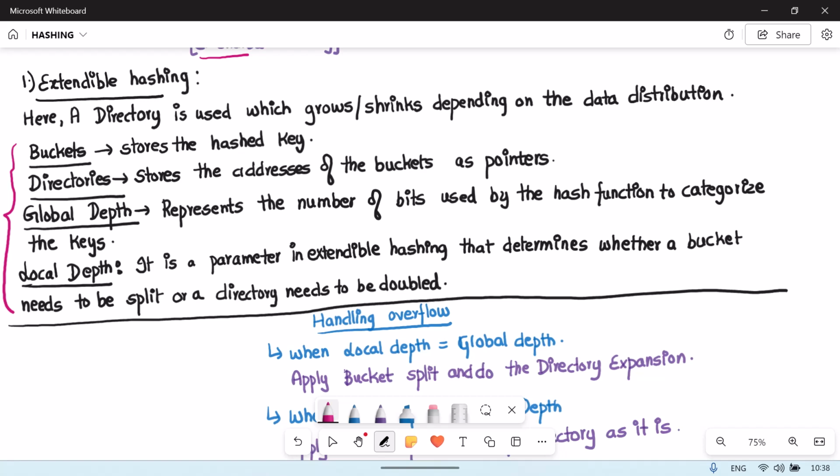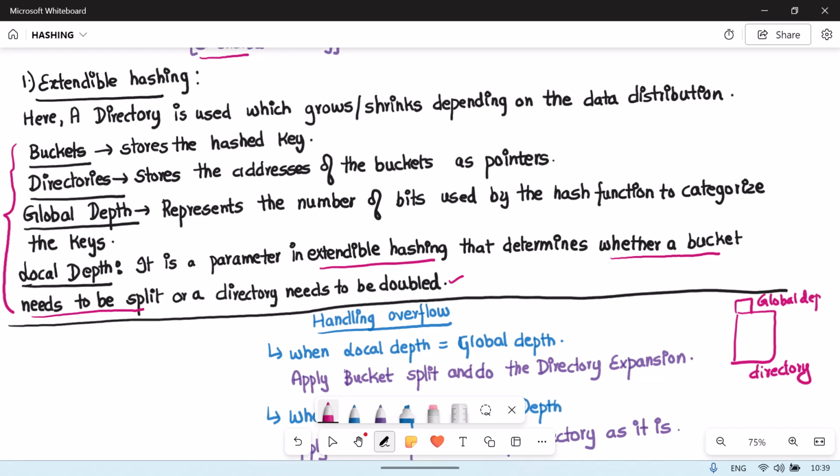And what is local depth? Local depth is a term that is associated with the bucket. What does it mean? It is a parameter in extendable hashing that determines whether the bucket should be split or the directory needs to be doubled. So you will have a bucket like this, and for each bucket, you will have something called local depth. Likewise, you also have something called a directory, and with the directory, we have something called global depth.